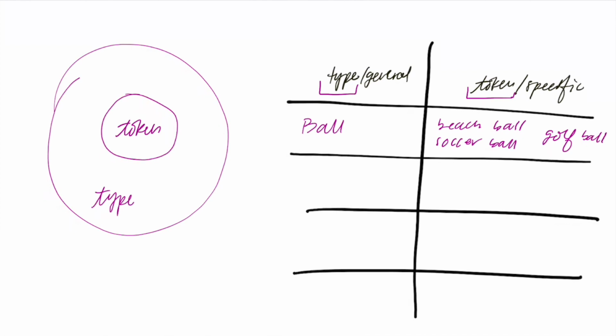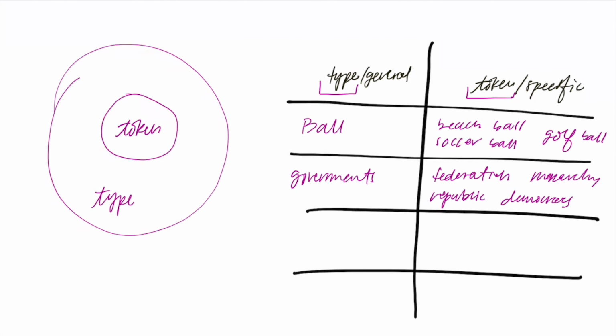Those are the tokens. We can maybe think about this in a more ideological way. Governments are a general type of thing, or a general type of idea. Within that general type of idea, there are different flavors of thought. There are federations, that's a type of government. There are monarchies, that's also a type of government. There are republics, of course, and democracies and all of that. Those are different examples. They're different tokens of the general type, which is government.